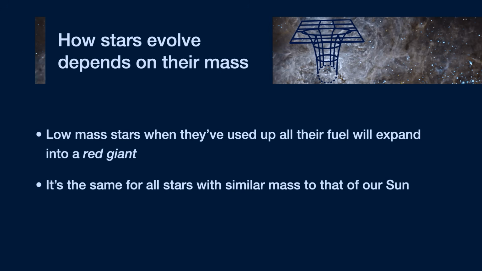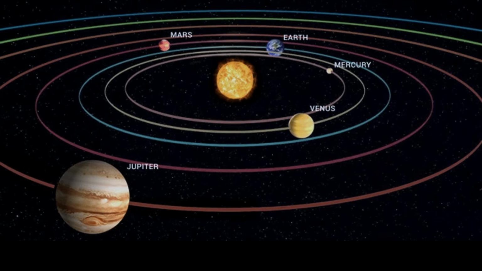When low-mass stars, and by low-mass stars I mean stars with a mass comparable to our Sun, about 1 solar mass, have used up all their hydrogen fuel, they will expand to give you a big red giant. All stars like our Sun will do the same thing. The radius will expand and engulf Mercury and Venus.